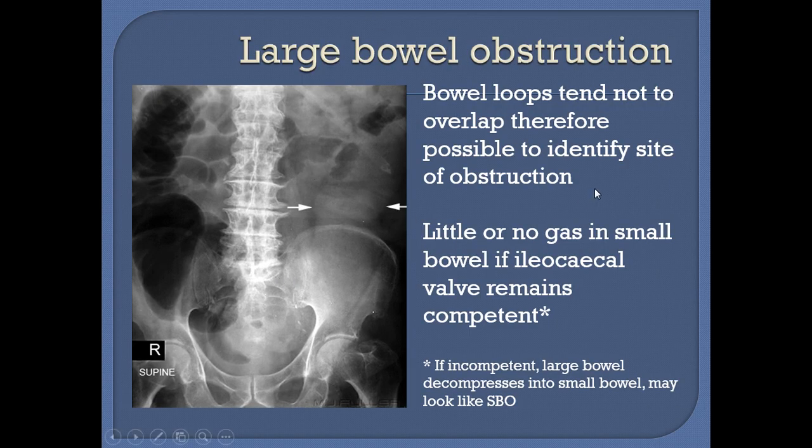In the large bowel loops, the bowel loops tend not to overlap, therefore it is possible to identify the site of obstruction. Like in this case, the ascending colon and the transverse are also distended, and you can see here some mass.